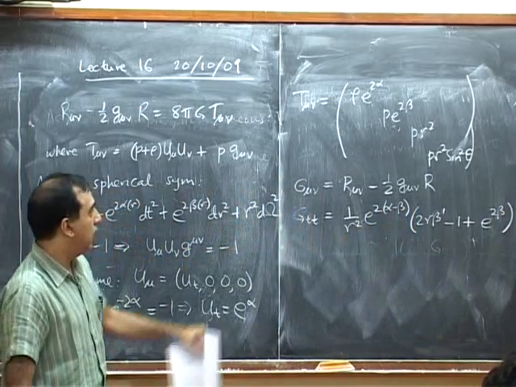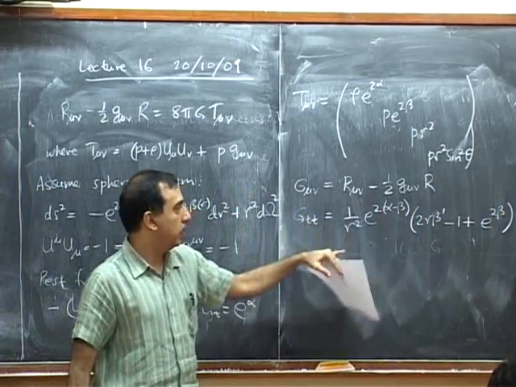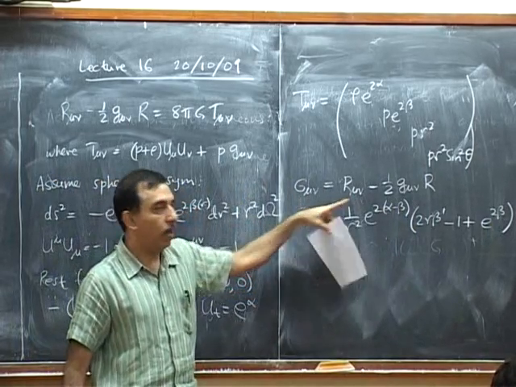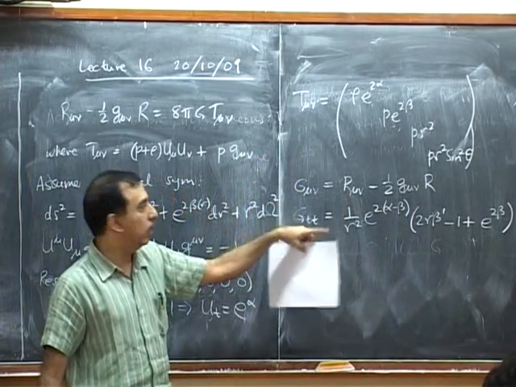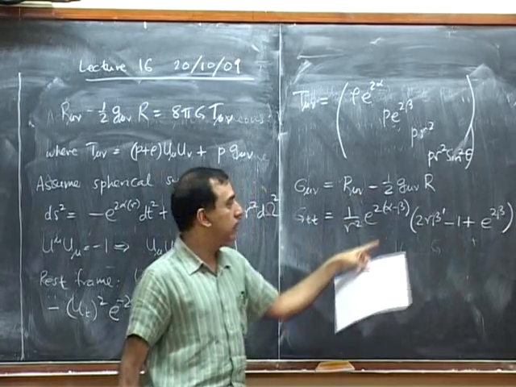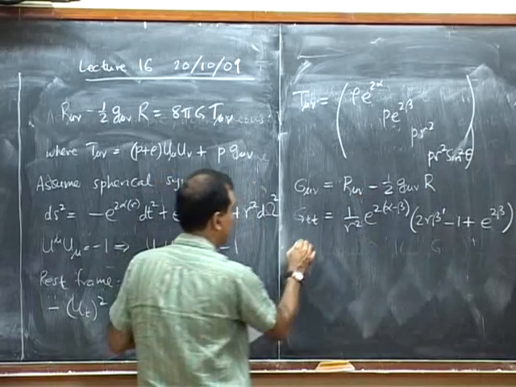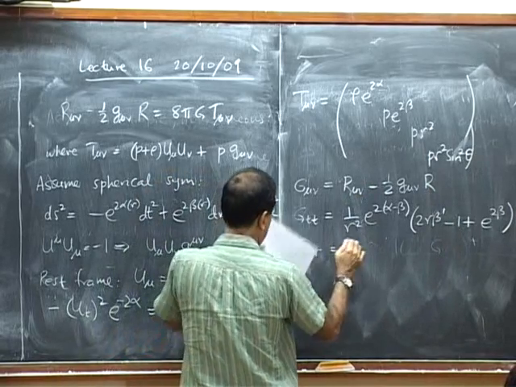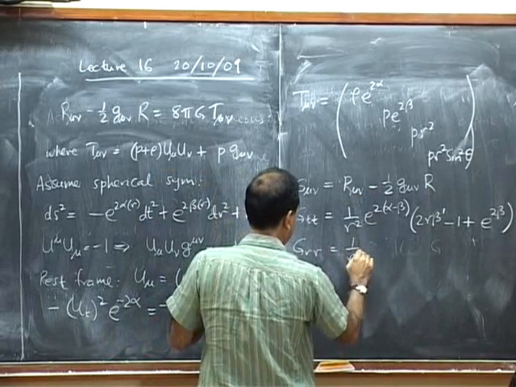Okay, so G_tt is actually R_tt, which is in your notes. So you might have R upper T, lower T, you have to lower it. Then you have to calculate R from whatever you have in the notes and then subtract these. So you should find these expressions. This is G_tt. Then G_rr is 1 by r squared.